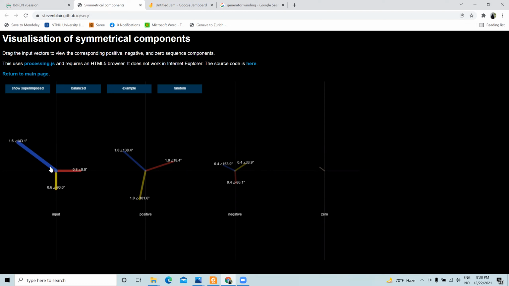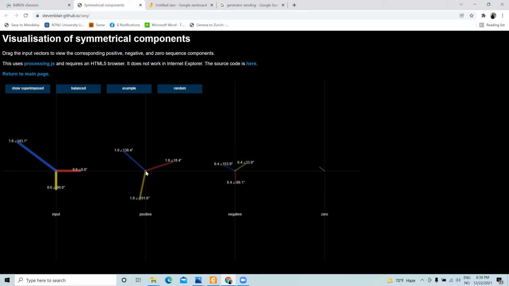So Fortescue's theorem tells us that if you have n unbalanced phases, you can represent them as a sum of n minus 1 balanced symmetrical components plus one zero sequence component. Zero sequence means all three phases have the same angle and it doesn't change. Okay, so that is where zero sequence comes in.